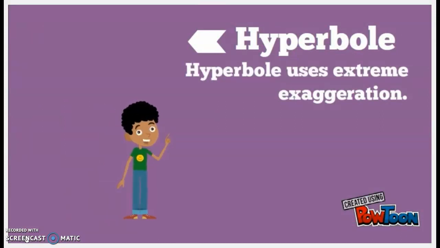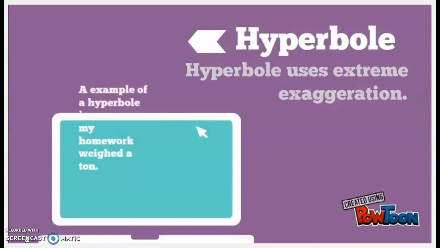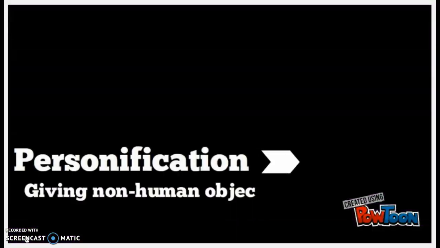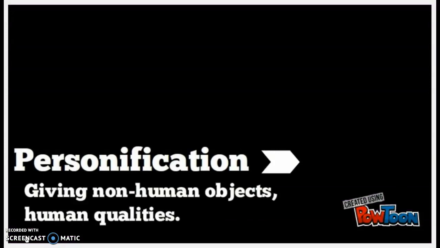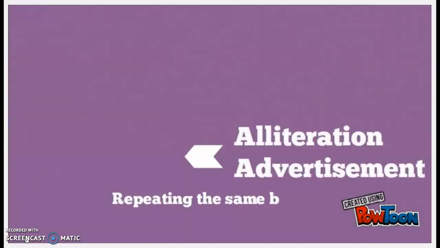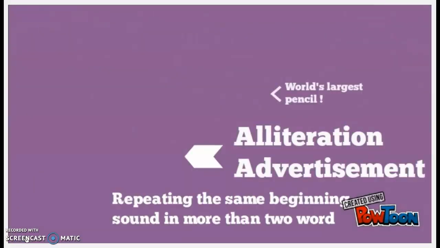Hyperbole is one that we've learned a lot. Okay, this is extreme exaggeration, beyond the point of being realistic. My homework weighed a ton. Personification is another one that we're reviewing. It gives non-human objects human qualities, like the stars blinking in the night sky. Stars don't have eyes, they can't blink like a person, but it's to create an image.